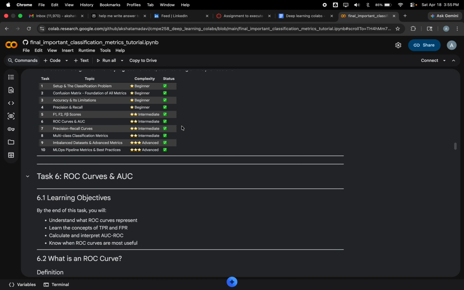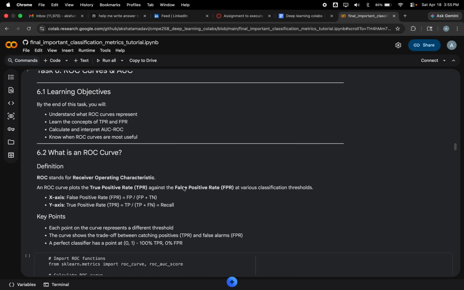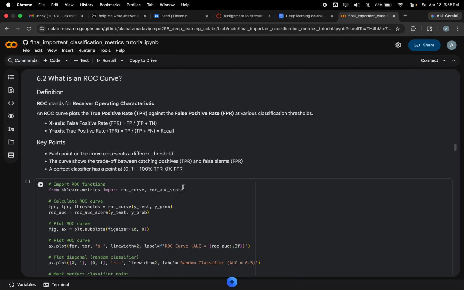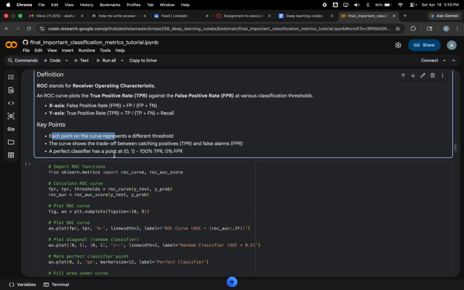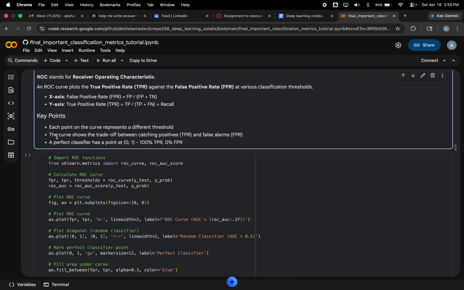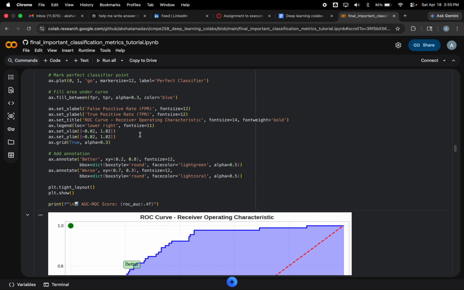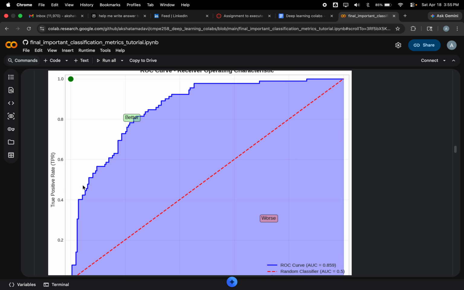Now that we have looked at all the points, let's look at the ROC curve. ROC stands for receiver operating characteristic. The ROC curve plots the true positive rate against the false positive rate at various classification thresholds. On the x-axis we have the false positive rate, on the y-axis we have the true positive rate, and each point on the curve represents a different threshold. The curve shows the trade-off between catching positives and false alarms. So this is how the ROC curve looks.